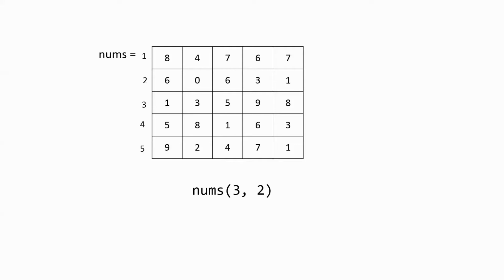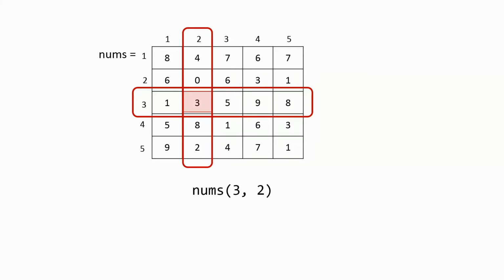So I have the rows numbered 1 through 5. Also, the columns are numbered 1 through 5. So to figure out which element I'm referencing here, I look at row 3, and I look at column 2, and I look at where they overlap, and so this will give me the element 3.